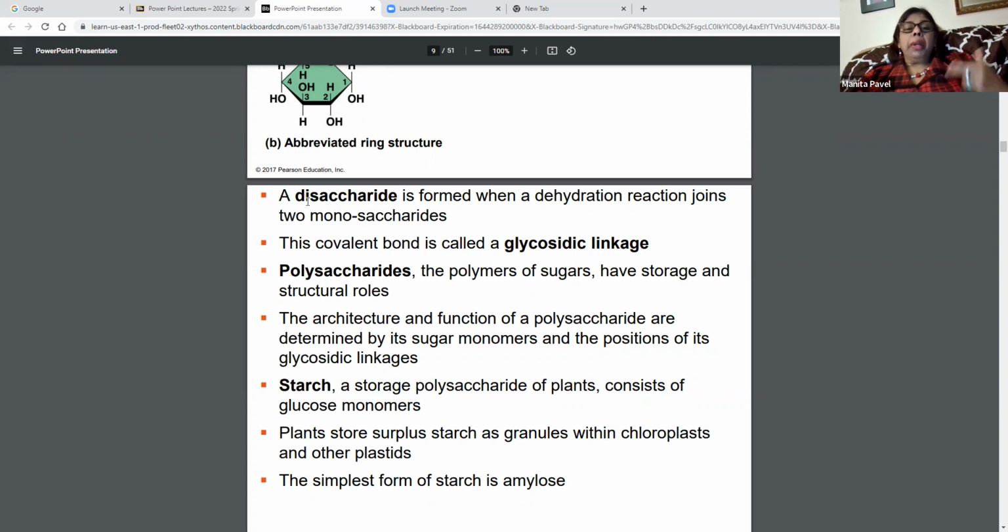So examples of the disaccharide that we are going to write down, and it would be formed when a dehydration reaction is joining the two monosaccharides together.